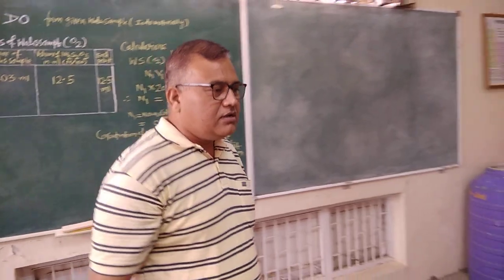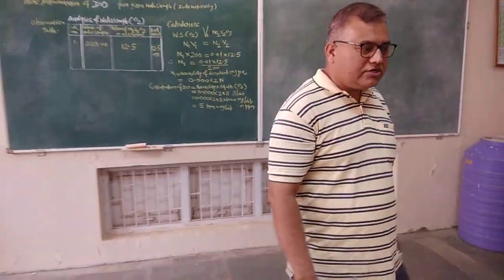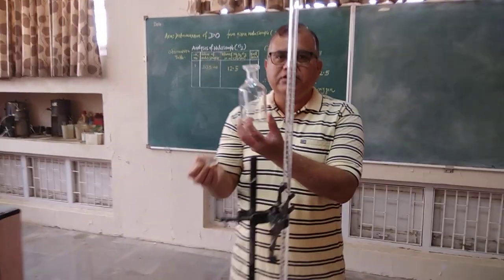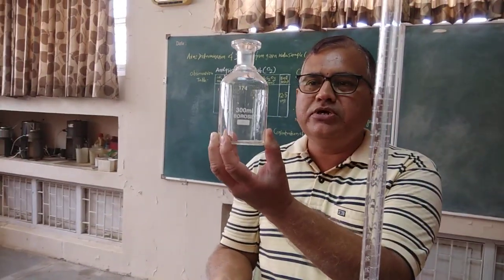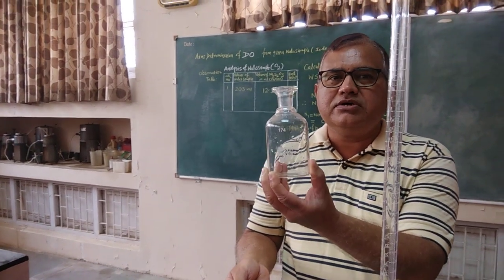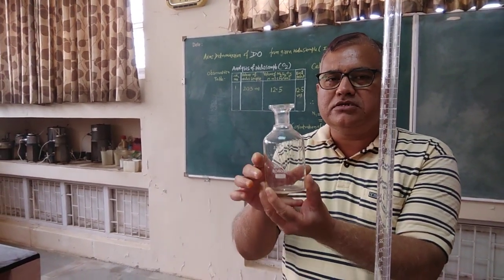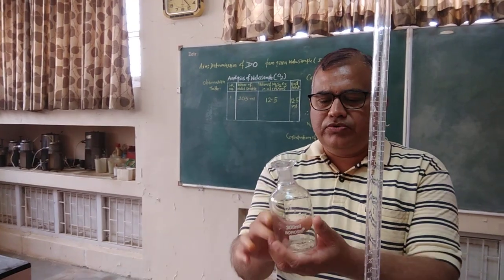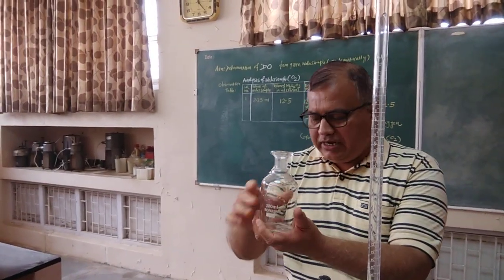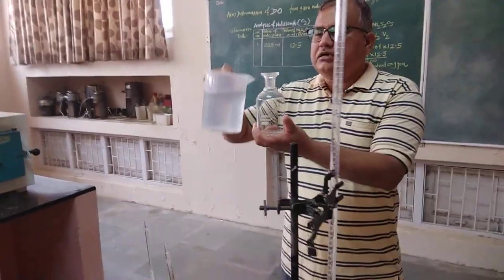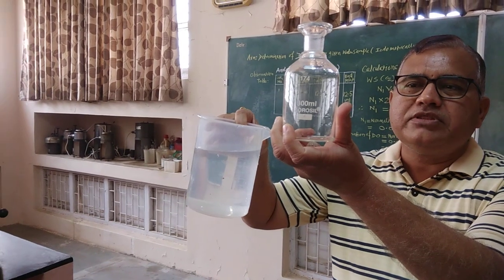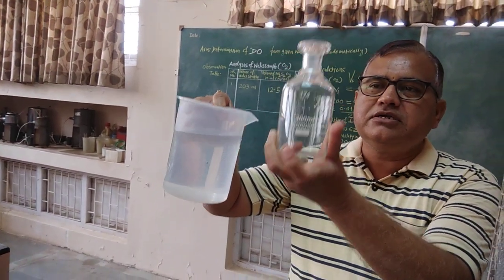Friends, for this particular experiment we require this BOD bottle. I have already explained to you that this is called a BOD bottle, biological oxygen demand bottle. So what is the first step in this experiment? Just take this bottle with the stopper like this. Now remove this stopper and take exactly 300, because what is the volume of this bottle? 300. Here it is written 300.